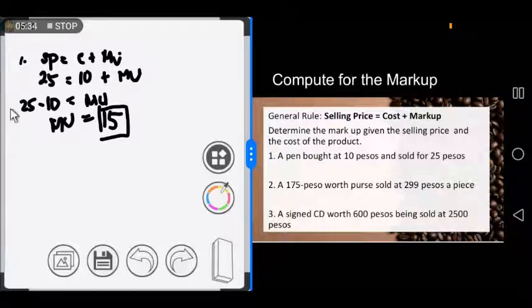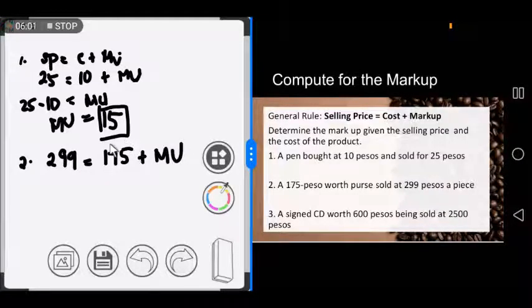Next, for number 2. We have here a 175 peso worth per sold at 299 pesos a piece. So, we already know that 299 is your selling price. 299 equals our cost, which is 175. Then, we are to find the markup. So, just subtract: 299 minus 175 equals the markup.